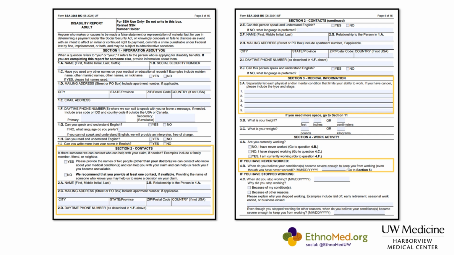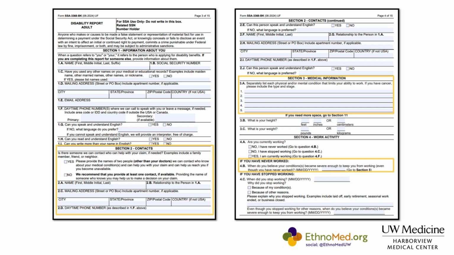And then you can see I've highlighted a section at the bottom of the right-hand side under work activity. It asks a question: if the person has never worked, when do they believe that their condition has become severe enough to keep them from working? The reason I highlighted this question is it can be a little bit tricky to answer if you're working with new arrivals, particularly. There might be cases where your client does know when their condition became severe enough. For example, if it's a condition they were born with, or if they had a specific accident or incident and they know the year, you can list that here.